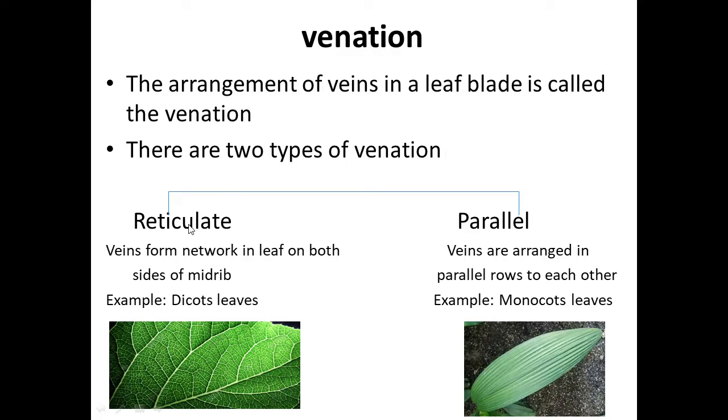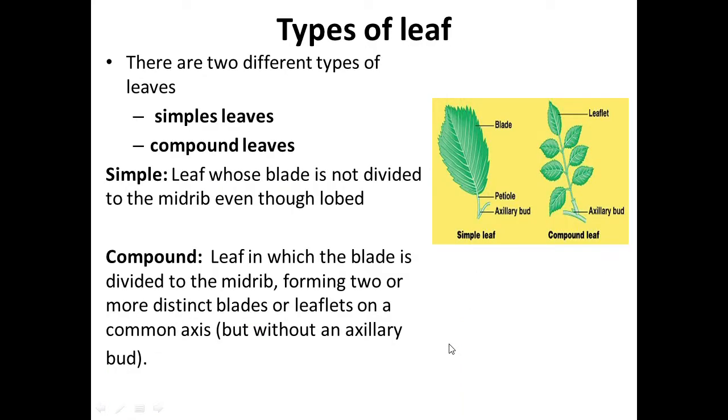There are two types of venation. One is known as reticulate and the other is known as parallel. In reticulate venation, there is a network of veins on both sides of the midrib. This is the central midrib, and on both sides of the midrib there is a network of veins. This is the characteristic feature of dicot plants. Whereas in parallel venation, veins are arranged in parallel rows to each other. You can see all the veins are parallel to each other, and this is the characteristic feature of monocot plants.